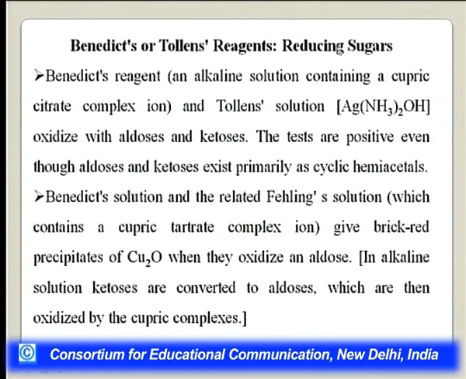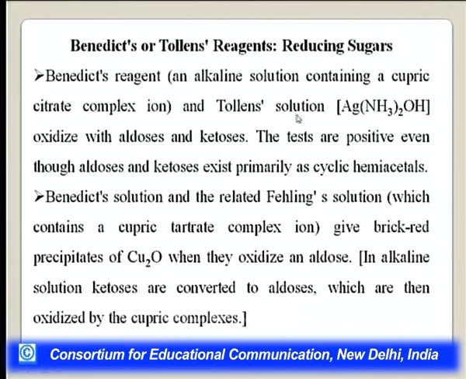Let us see first Benedict or Tollens reagent, that is, reducing sugars. What is a reducing sugar? We will discuss in parallel what reducing and non-reducing sugars are. Benedict reagent is an alkaline solution containing a cupric citrate complex ion. And what is Tollens solution? Silver ammoniacal nitrate.